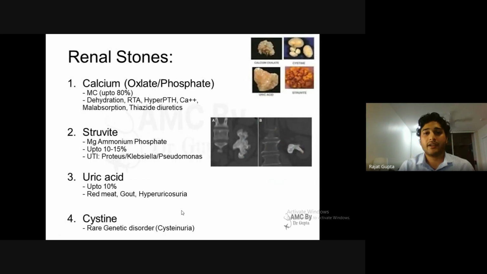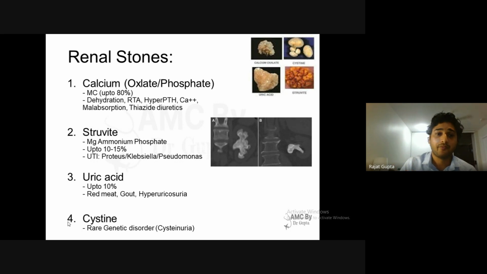So different types of renal stones are there. Most common is calcium oxalate or calcium phosphate stones. Most of the time due to dehydration, renal tubular acidosis, hyperparathyroidism, calcium malabsorption, etc. So these are the calcium stones. The calcium and phosphate combine and precipitate in the kidney, and they make the stones. They are 80% of the types.